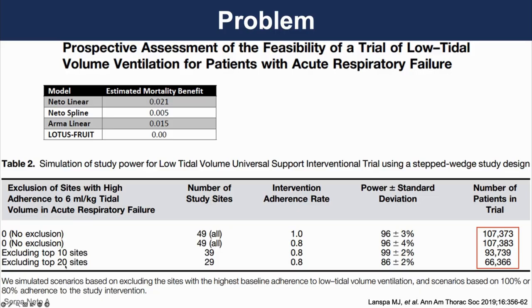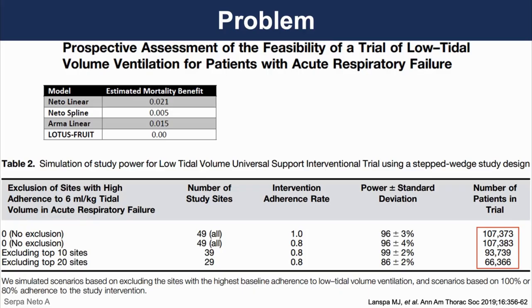And even if we exclude the top sites, and why are we doing that? Imagine that the top sites are the sites where they already implement low tidal volume ventilation. So if we do a cluster crossover versus usual care, the gradient or the treatment effect will be lower, or smaller, in these sites because they already have, as usual care, an intervention that potentially reduces mortality.